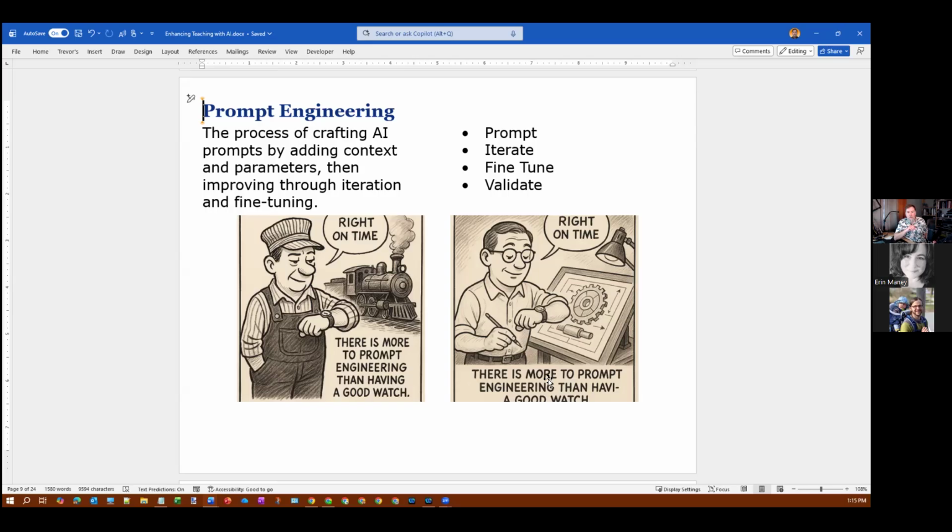And the other thing I want to point out is if you look down here in the corner, it didn't quite get the prompt right, or the wording right here. I did tell it to say there's more to prompt engineering than having a good watch. And it kind of messed up here and it kind of cut things off a little bit as well. So definitely validate the things that you're producing before you put them into Brightspace or anywhere else.